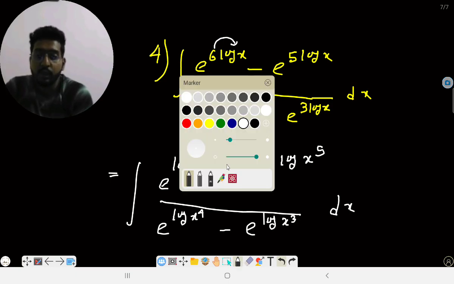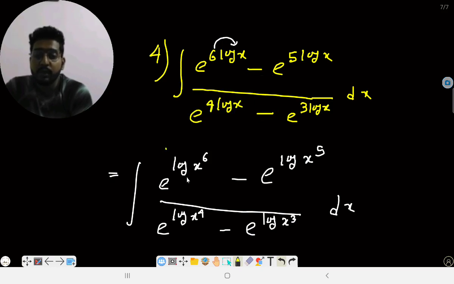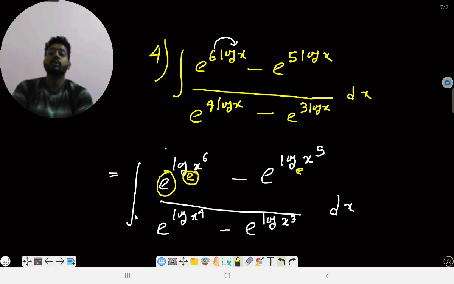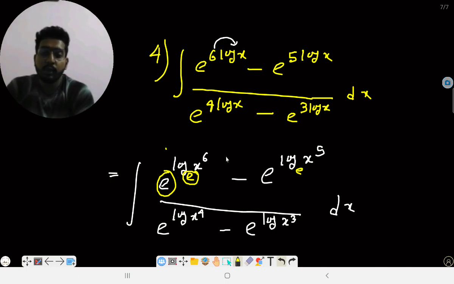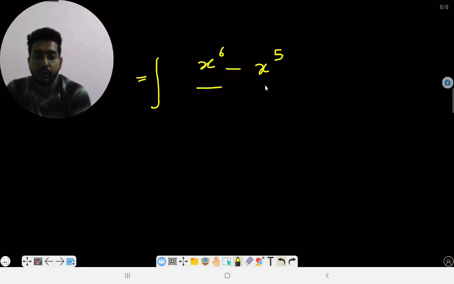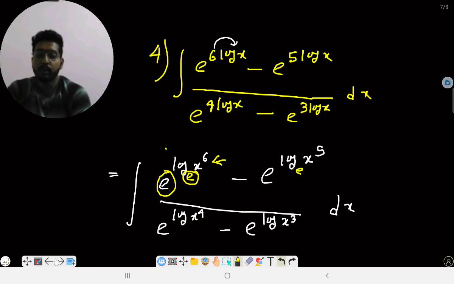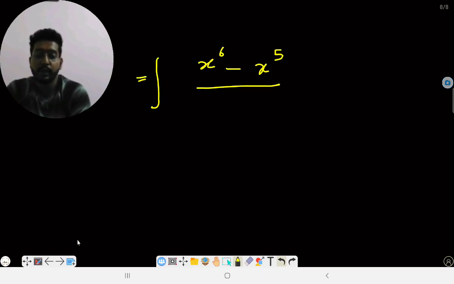Now here the base is not given. If the base is not given, that means the base is e. Here the base is e, and here it is also e. So same property of log, the answer will be same what is written here. That means here it can be written integration of x to the power 6 minus x to the power 5, divided by the denominator, x to the power 4 minus x cube dx, like this.